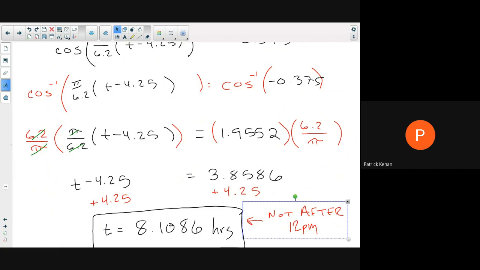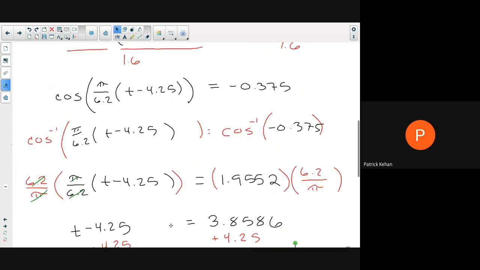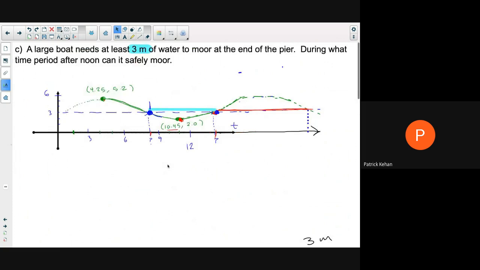So let's go back up to look at the graph to get a sense of what we're actually looking at here. On my graph, this point of intersection with the 3-meter line and my curve, that's the value we just identified, 8.1086 hours. And this is definitely not afternoon. So what I need to do is figure out what this value is. This is the first time after 12 p.m. where the tide is going to be above that 3-meter line. So the question is, how do we figure out this time, right?